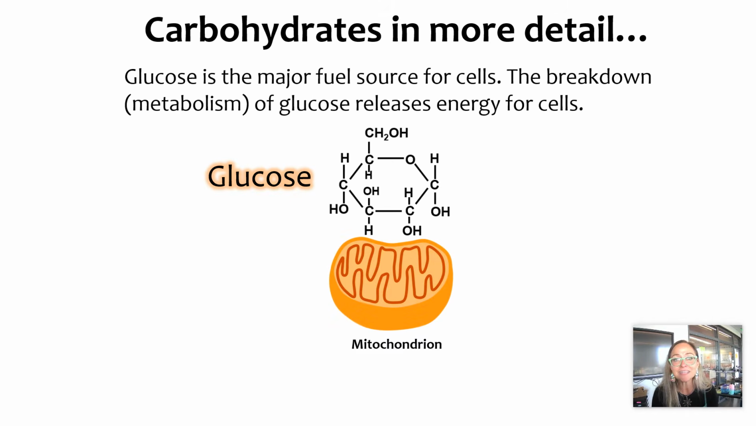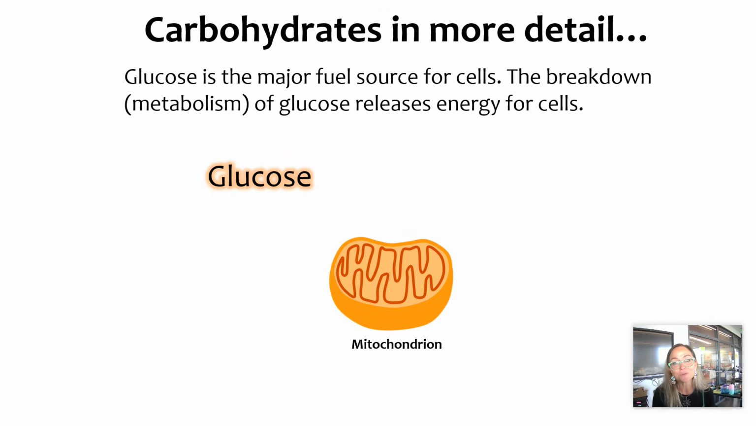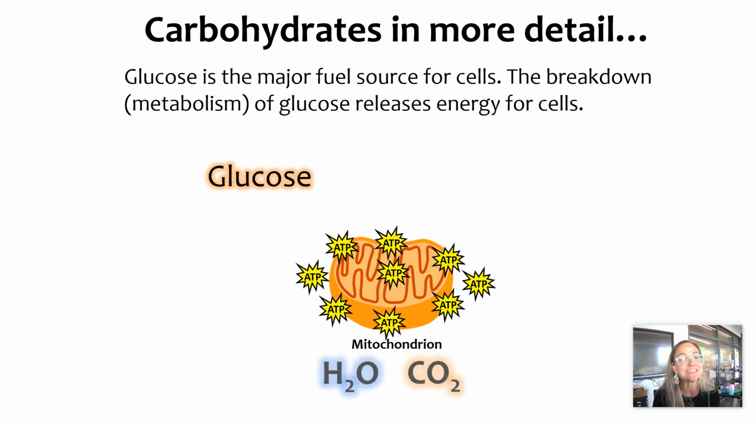But really what that means is the metabolism or breakdown of glucose will start in the cytoplasm but be finished in the mitochondria. So our cells are going to take glucose and break it apart in order to release energy in the form of ATP.